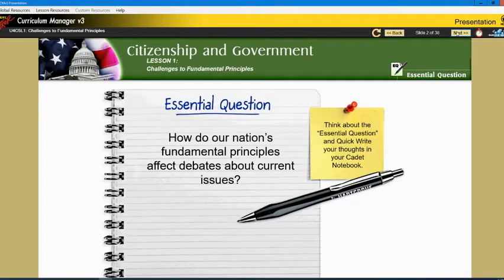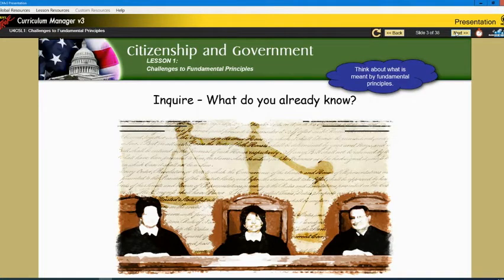Your essential question for the day: how do our nation's fundamental principles affect debates about current issues? So what are our fundamental principles, or what is meant by fundamental principles? Fundamental means your basic, primary, of central importance, and your principles are a basic truth or idea that serves as a foundation. So basically, these are our basic beliefs that set up our country, that we are built on.